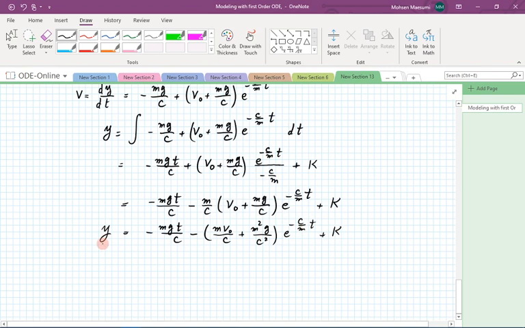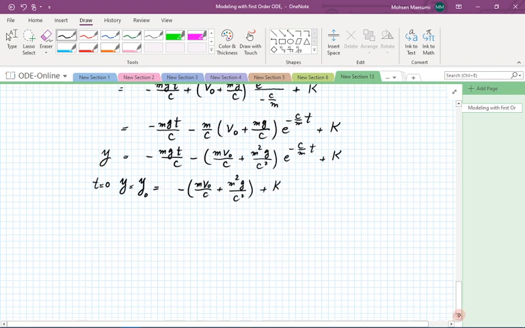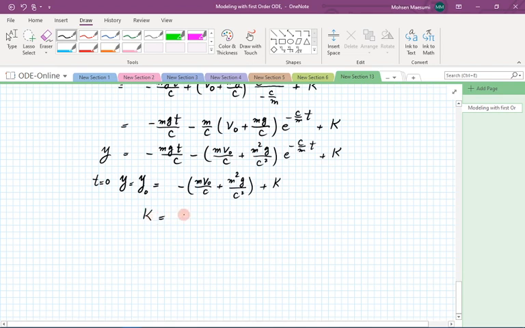So this is the position, except that we have to take care of the initial condition here. We know at time t equal to 0, y is y sub 0. That is, when we are at the top of the building, our height is y0. So I go ahead and replace t by 0. What's going to survive here is minus m v0 over c plus m squared g over c squared, exponential of 0 is 1, plus a constant. So our constant is simple. I have to take this thing to the other side. It becomes m v0 over c plus m squared g over c squared, and then plus y0. So instead of this k, I'm going to put this constant.